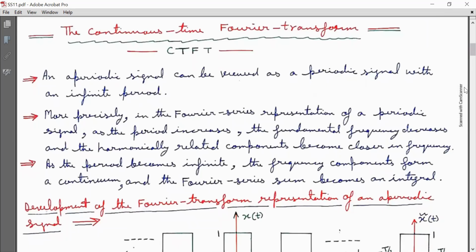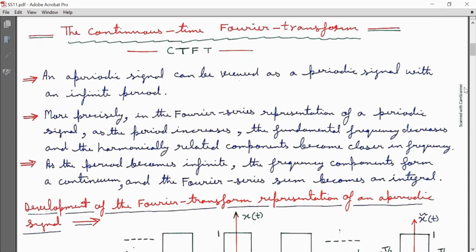Today I am going to discuss continuous time Fourier transform, that is CTFT. An aperiodic signal can be viewed as a periodic signal with an infinite period. This is very important. I repeat, an aperiodic signal can be viewed as a periodic signal with an infinite period.